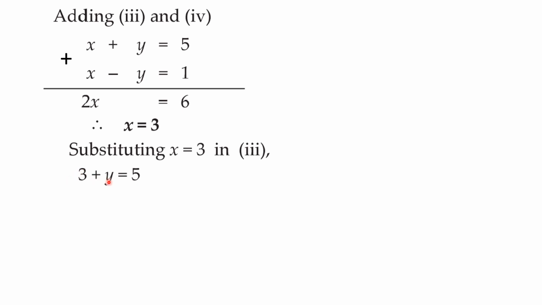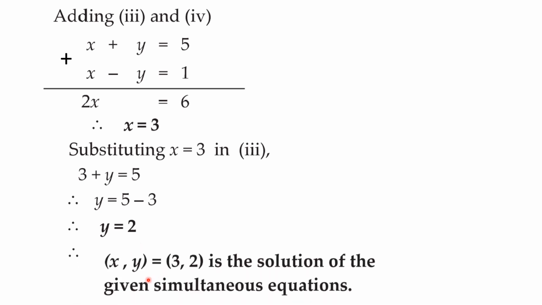So 3 plus y is equal to 5, and therefore y is equal to 5 minus 3, that is equal to 2. So in this way we got the solution. x is equal to 3 and y is equal to 2. Now this solution either you can write in the form of a statement like this, or simply you can write down solution is equal to (3, 2).